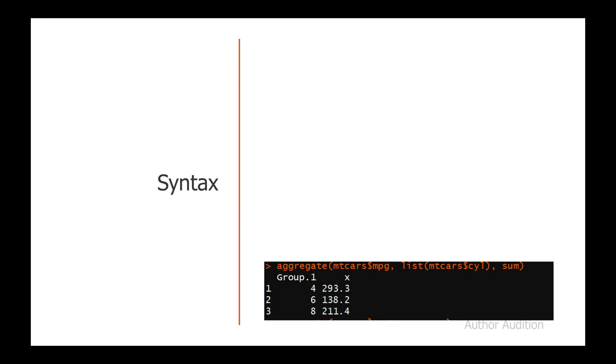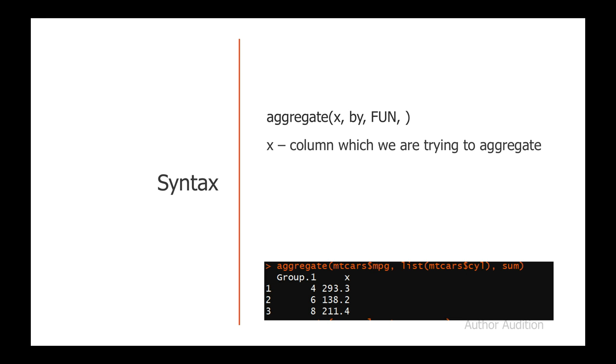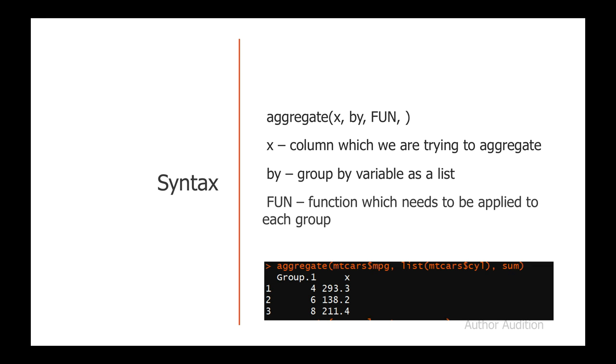Now let's look at one of the syntaxes, the way in which we can call the aggregate function. There are three main parts of the function. The x parameter has to be an R object. Usually it's the column which we want to aggregate. The by parameter is the grouping variable, but it is expected to be a list. It should be a column name on which we want to group. And finally, the FUN argument. FUN is a short form for function. It's the function which we need to apply on each group.